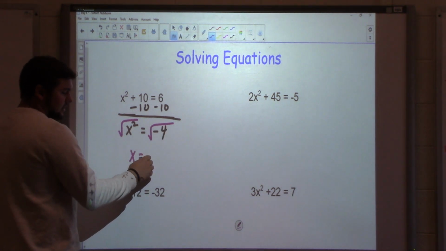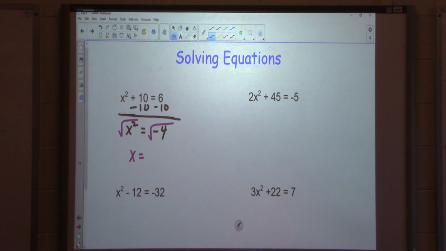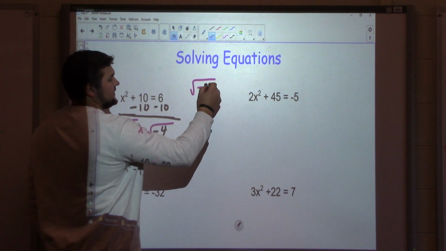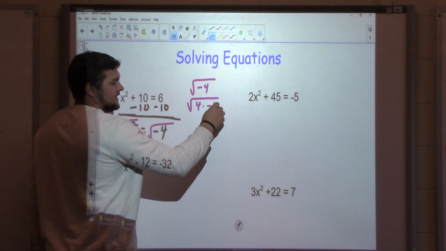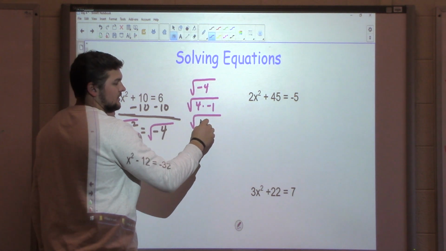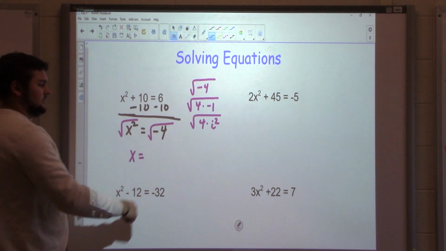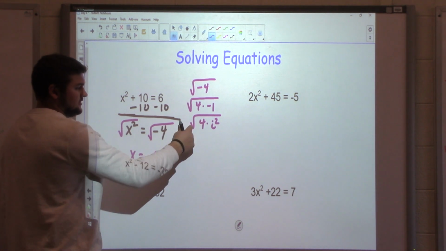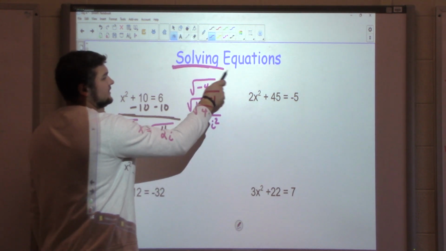I get x equals, what's the square root of negative 4? Error. You have an error because you put it in your calculator. Guys, remember we can't put these in our calculator. We did this on day 1. If I go off to the side here, if I want to find the square root of negative 4, remember I separate that into 4 times negative 1. What does negative 1 equal? i squared. So it becomes square root of 4 times i squared. Square root of 4 is? Square root of i squared is? i.